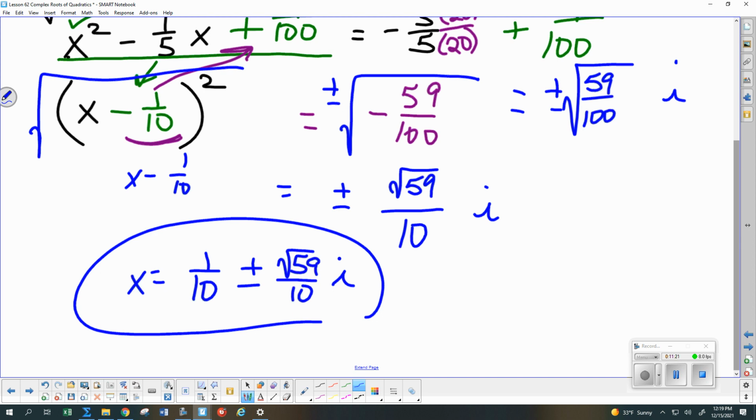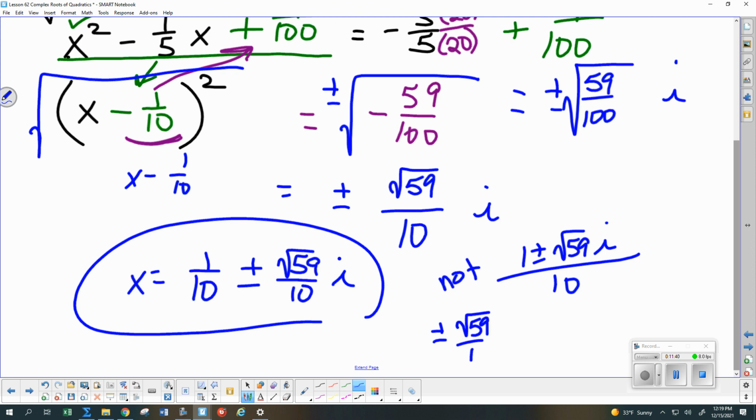I've got a tenth plus root 59 over 10I and a tenth minus root 59 over 10I. It must be written like this. I must go last, and they must be separate. We're not going to write that as 1 plus or minus root 59I over 10. We're also not going to write it as plus or minus root 59 over 10 times I plus a tenth. I must go last, and they must be separate numbers.